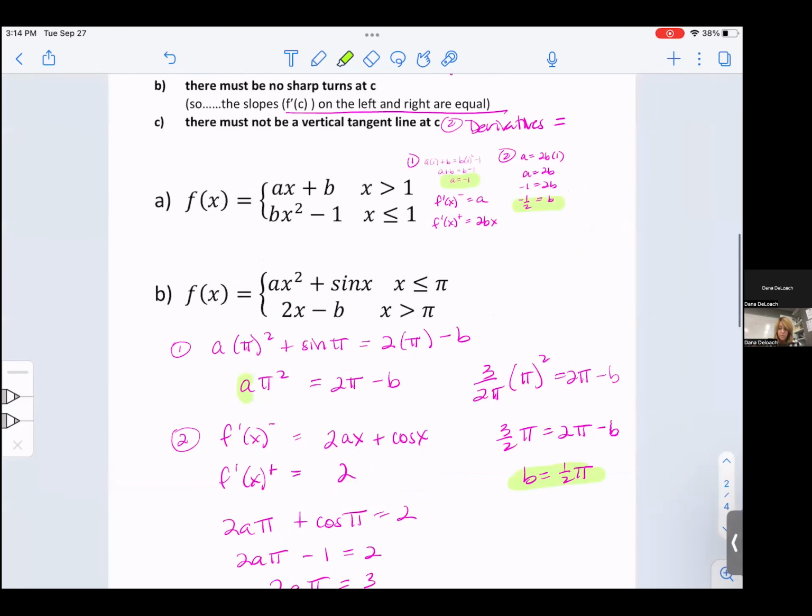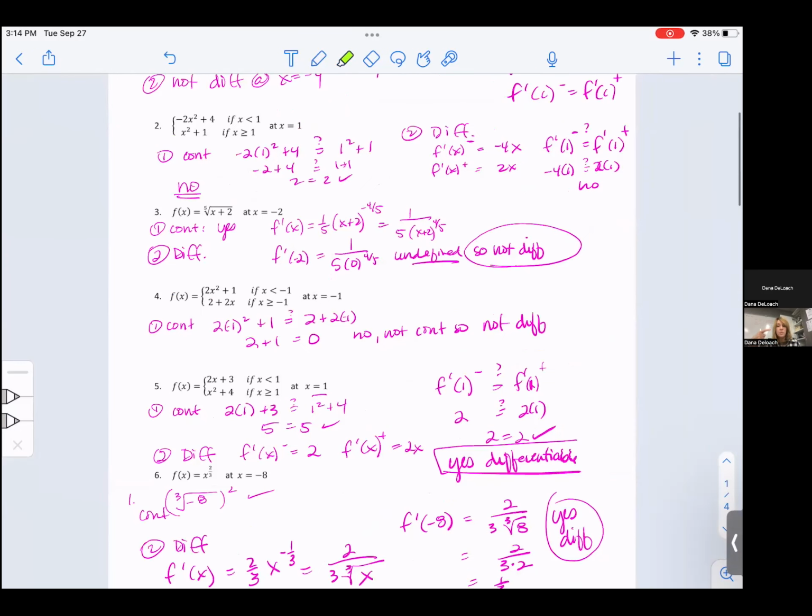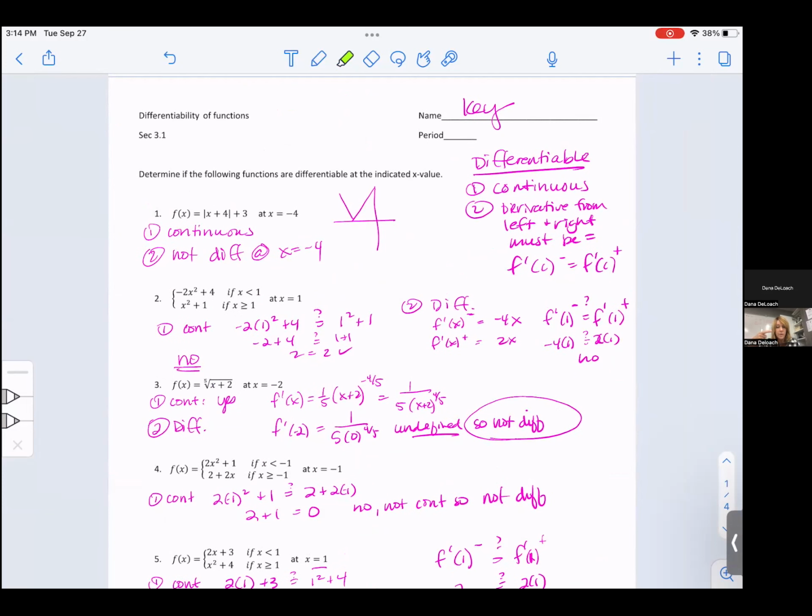Okay. So what do we do on all of these? You make sure they're continuous by setting the right side equal to the left side. And then you make sure they're differentiable by setting the derivative from the left equal to the derivative from the right. That's it.